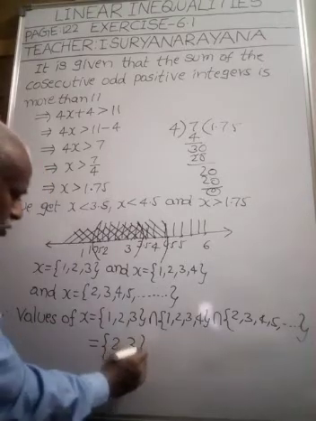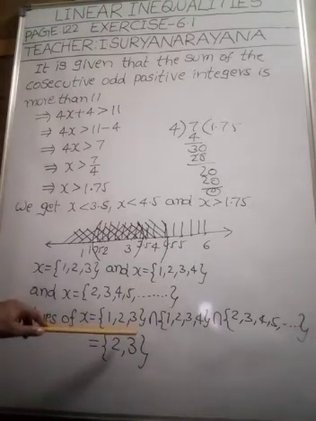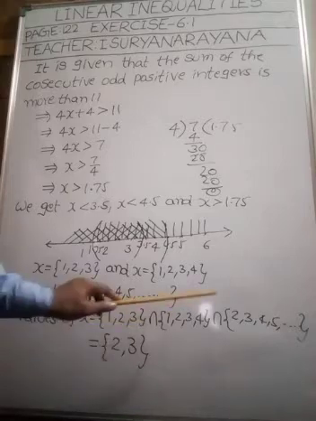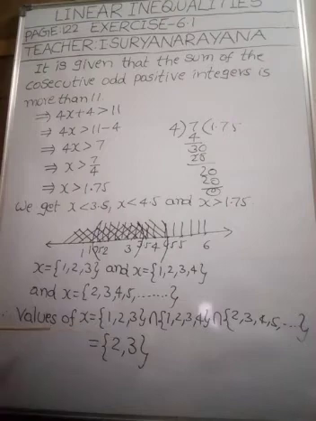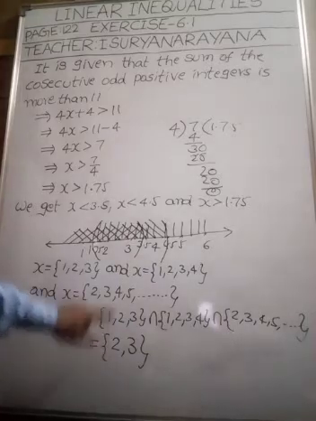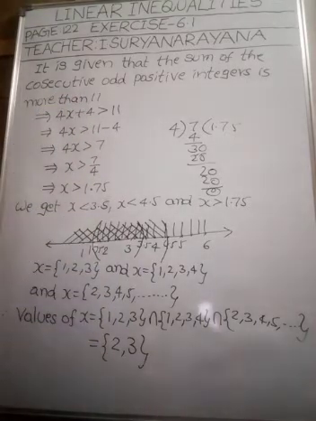So only these two elements. After that, no elements are there in common. So only 2 and 3 are the values of x. Understood this point, my children? Right. Now when x is equal to 2, we find the pair of consecutive odd positive integers. Similarly, when x is equal to 3, we find the consecutive odd integers. Okay, my children? Understood? Right.